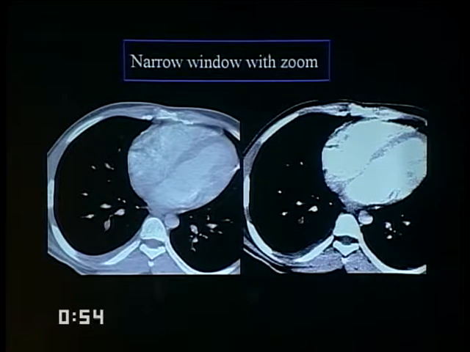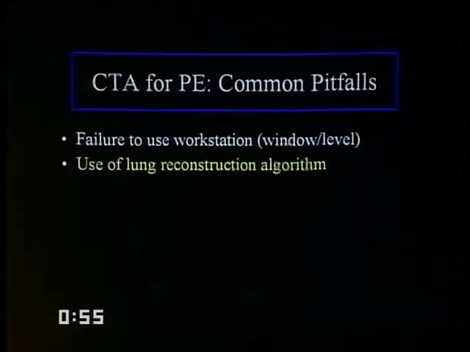But this is where we can use that windowing function, narrow the window. That same section shown at a narrow window, it's very clear that that artery is not opacified and that the others are. So this is actually an acute embolus that can be easily diagnosed with appropriate windowing and leveling.